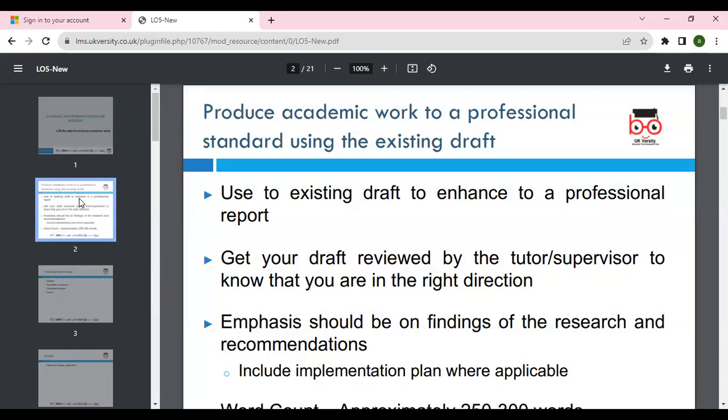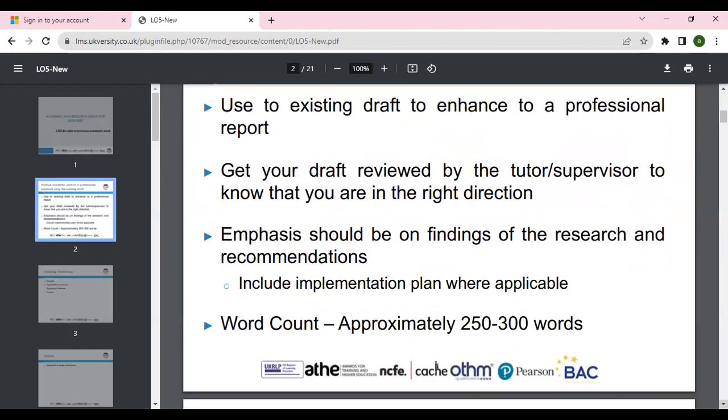So today's lesson key focus will be on Learning Outcome 5: produce academic work to a professional standard using an existing draft. Use the existing draft to enhance the professional report. Get your draft, review your teacher supervisor's emphasis on the findings of the research and recommendation. So 250 to 300 words we can write.